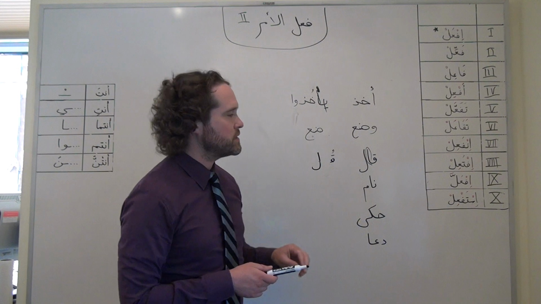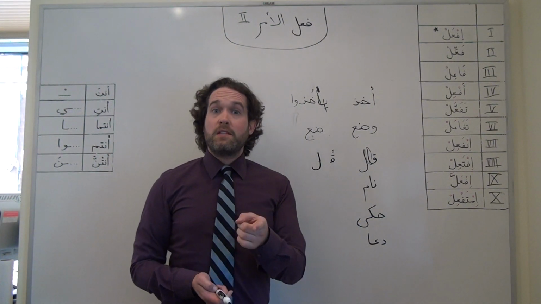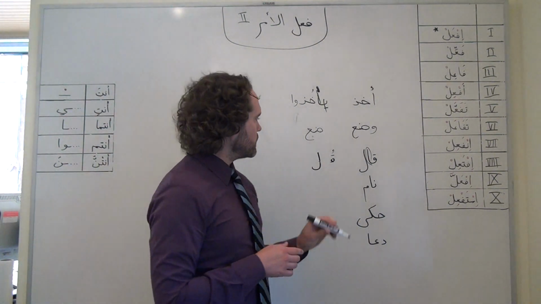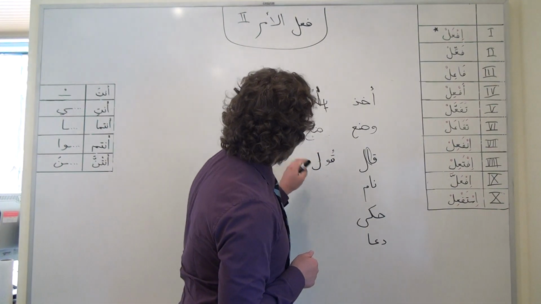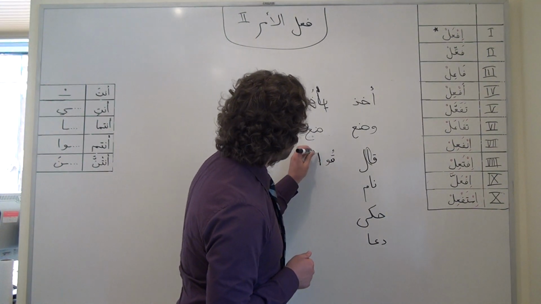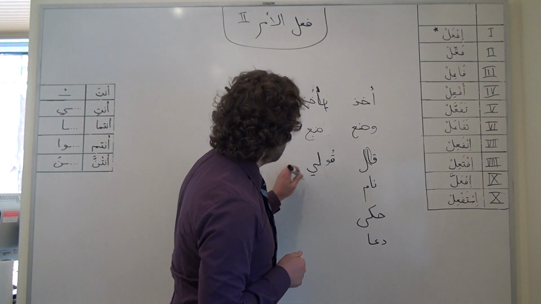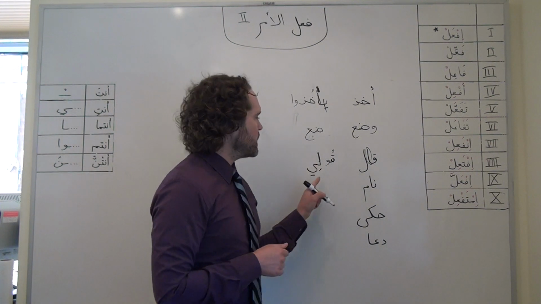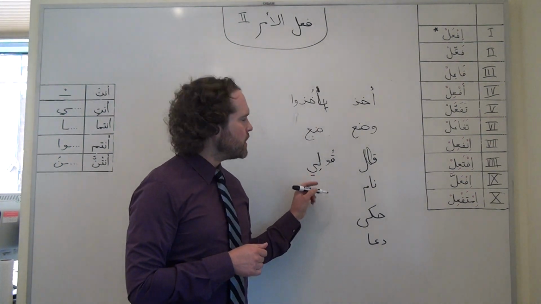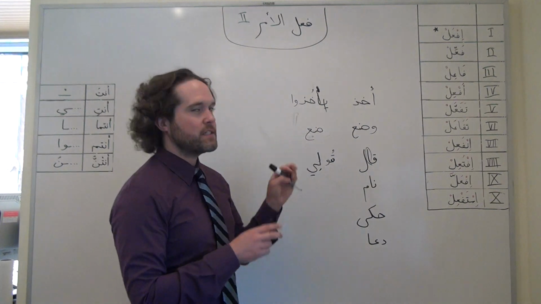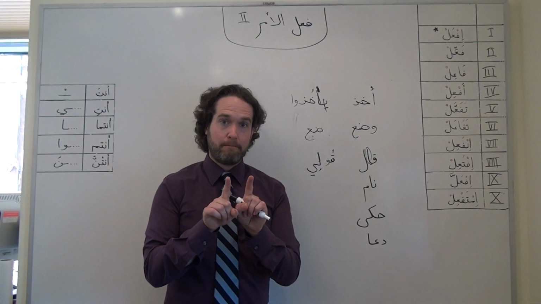For example, if we want to say feminine singular, we add that E at the end, and because we have this kasra leading into the ya, we can retain the waw. It's not the two sukun problem again.